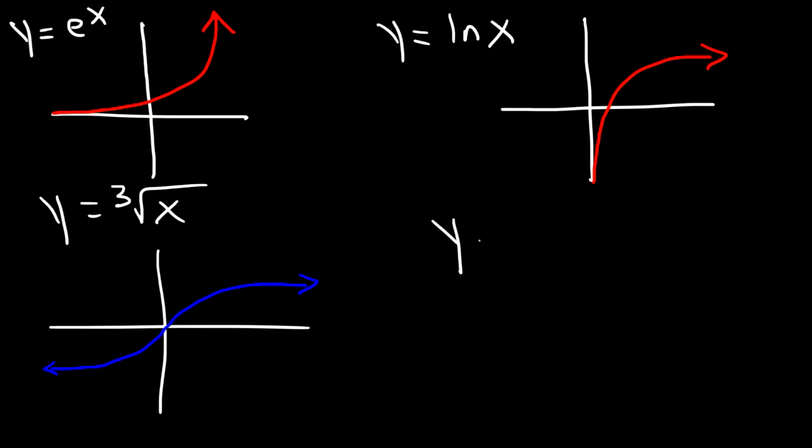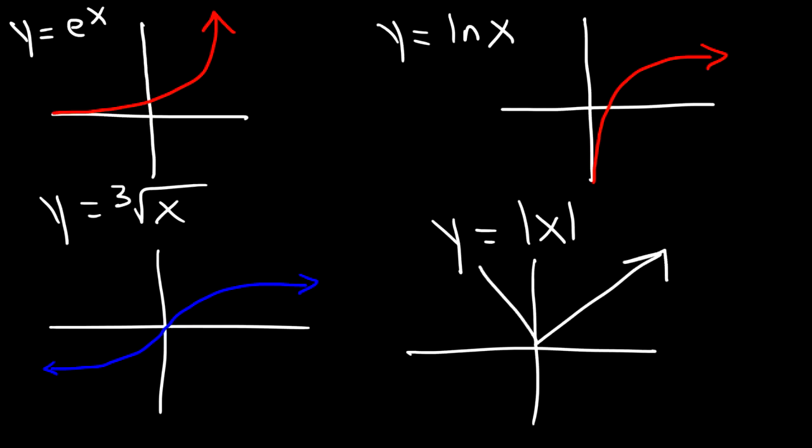And then also the absolute value of x, which is an even function. There's symmetry about the y-axis. I need to draw that better. So basically it's a V shape.